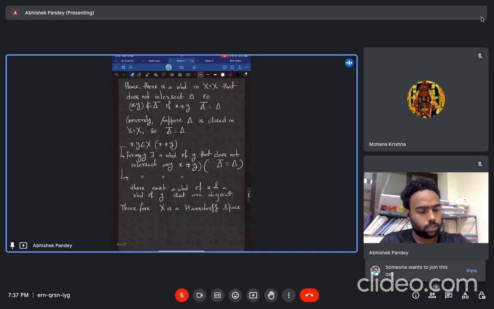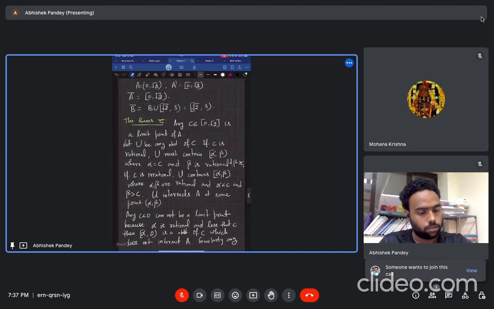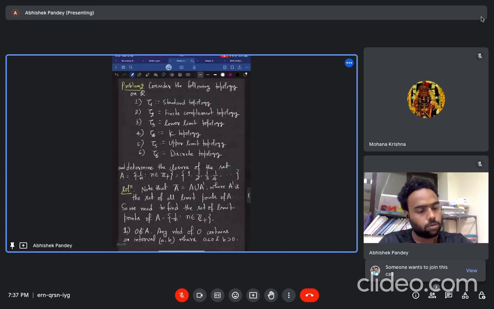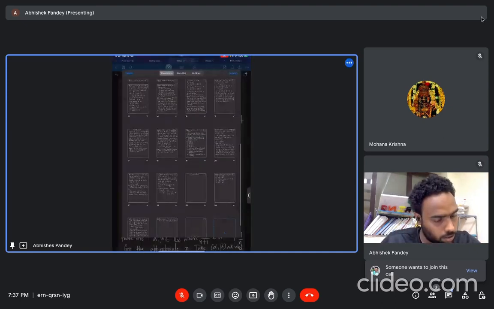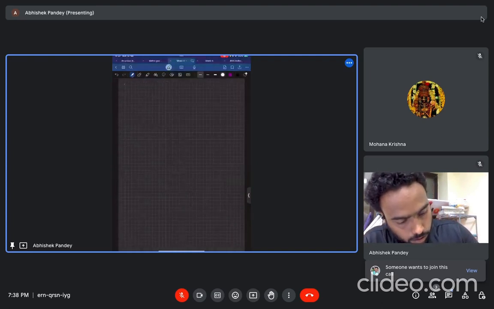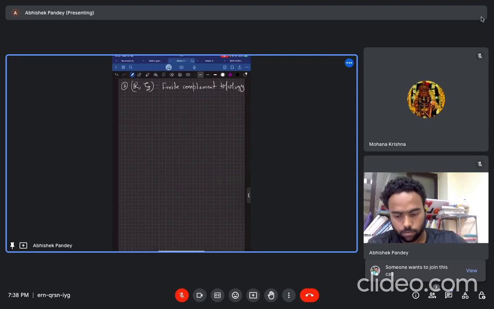Okay. Now the next thing we have to see is tau 2. Tau 2 is what? Let me see, on which page number is this? Page 10. Tau 2 is the finite complement topology. So the third one is R with tau 2, the finite complement topology. This is not Hausdorff. Why?